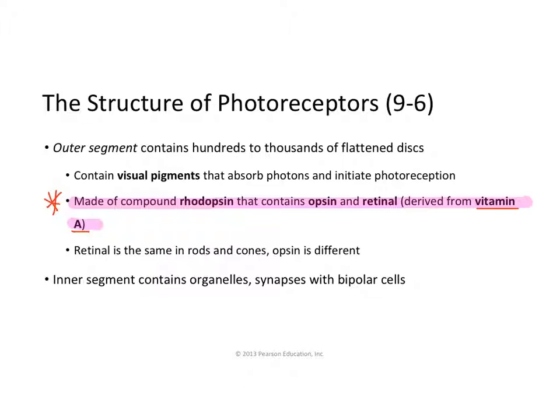The structure of the photoreceptors: there's an outer segment that contains hundreds to thousands of flattened discs. They're made of something called rhodopsin, and that contains opsin and retinol, and it's derived from vitamin A. Retinol is the same in rods and cones, and opsin is different.